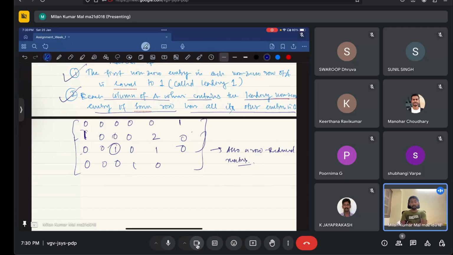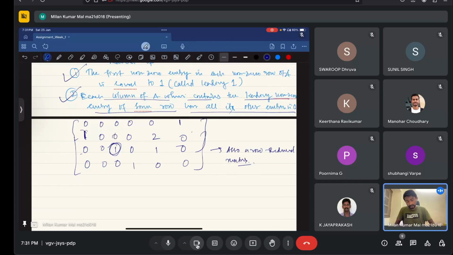Okay. First non-zero entry of the first row is here. And the second condition is satisfied: all other entries below are 0. First non-zero entry of the second row is 1 here. All other elements on that column are 0. First non-zero entry of the third row is here. All other entries on that column are 0. First non-zero entry of the fourth row is here, and all other elements on that column are 0. So this is row reduced form.